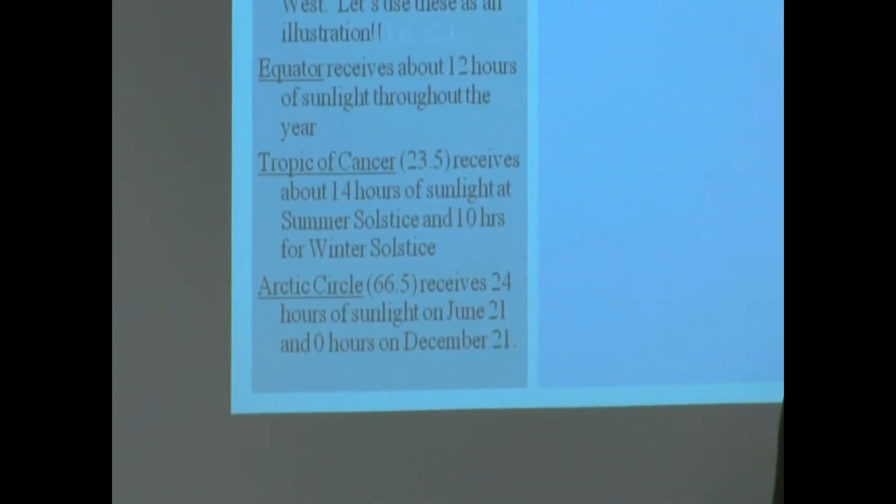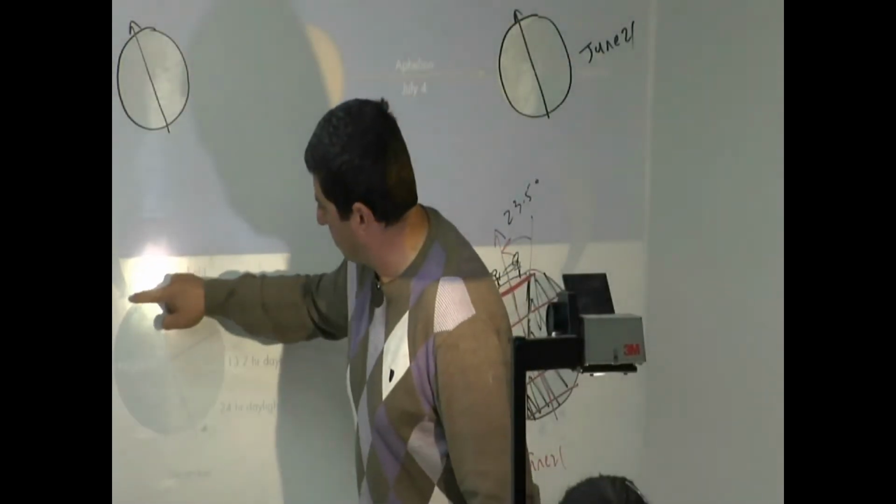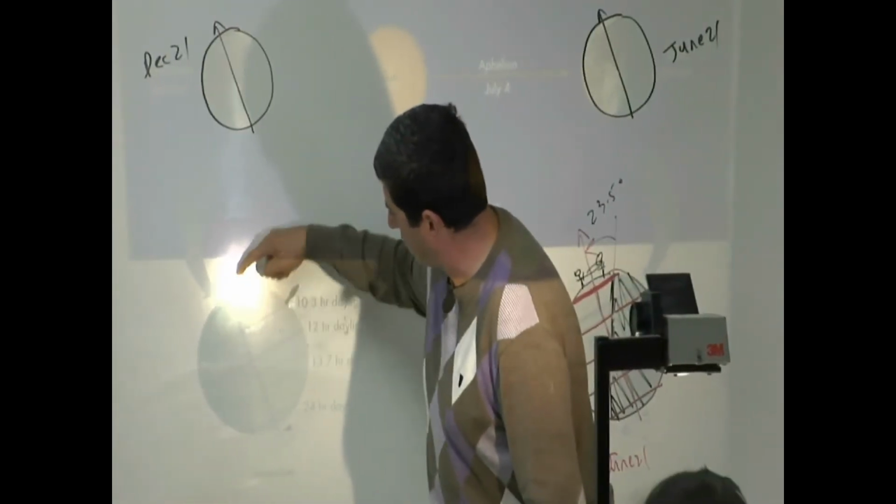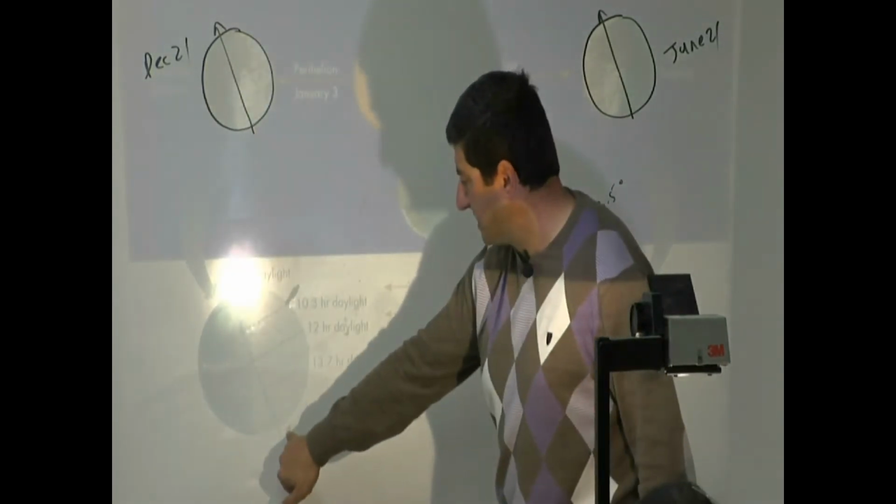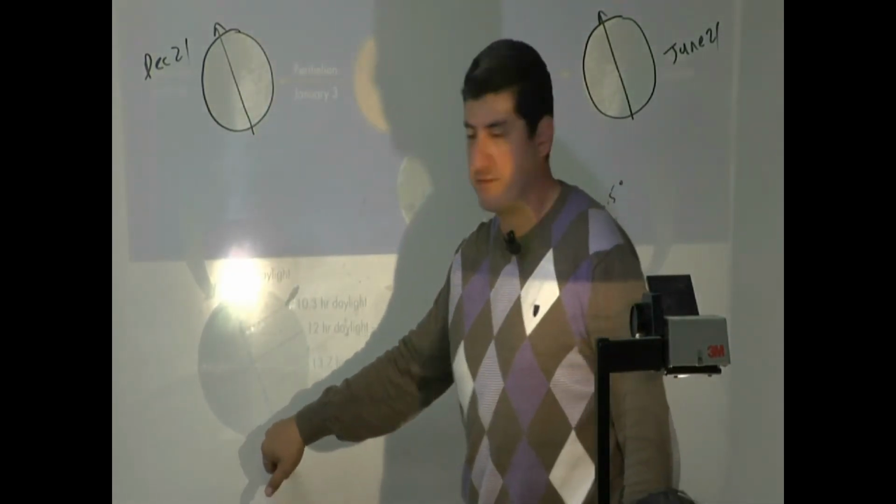And in December, he doesn't see the sun at all. Okay? So he goes over here. You see, he's completely in the darkness in December. He's rotating like this. But then this guy sees the sunlight in December. You see?